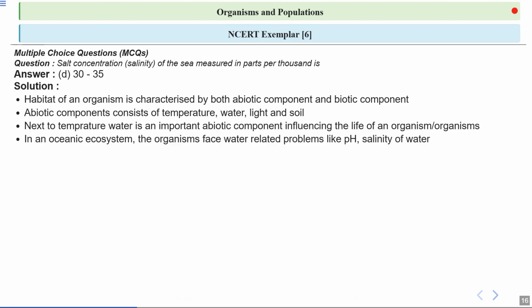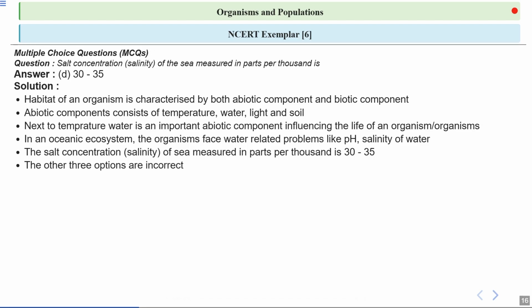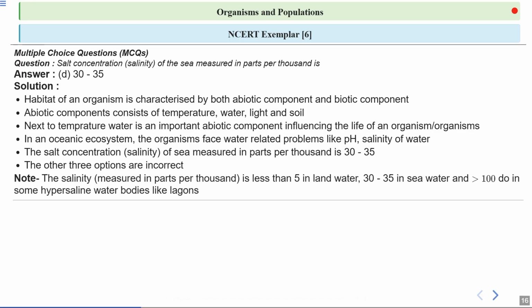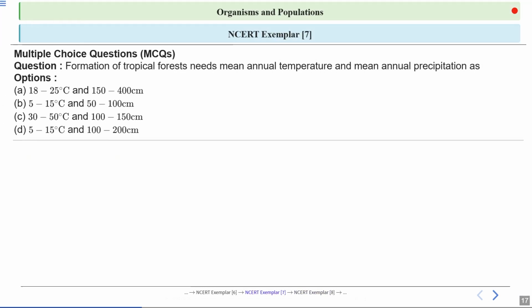Okay, so organisms which live in high salt content are adapted to these conditions. They are adapted to different levels of salt in their environment. Now, the salt concentration of a sea measured in parts per thousand is 30 to 35. And the other options are incorrect. You have to note that the salinity varies in different water bodies. It's less than 5 parts per thousand in fresh water on land and 30 to 35 in the sea, and can be over 100 in very salty places like lagoons.